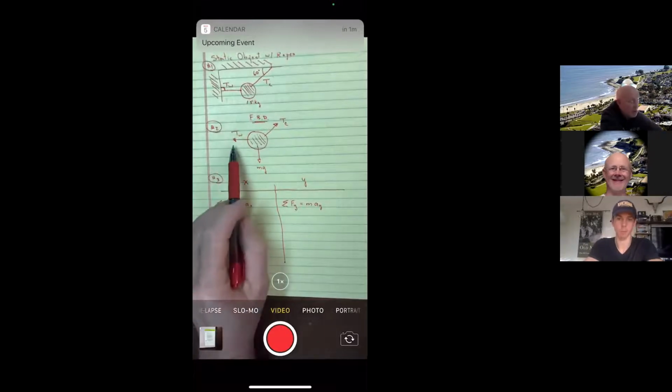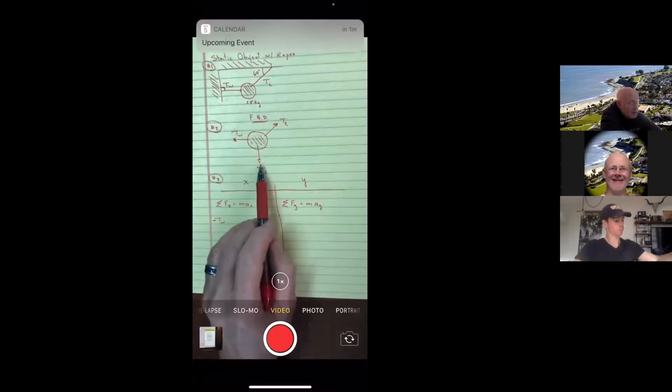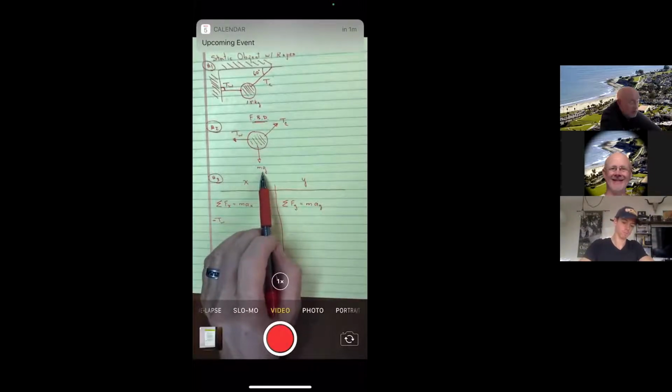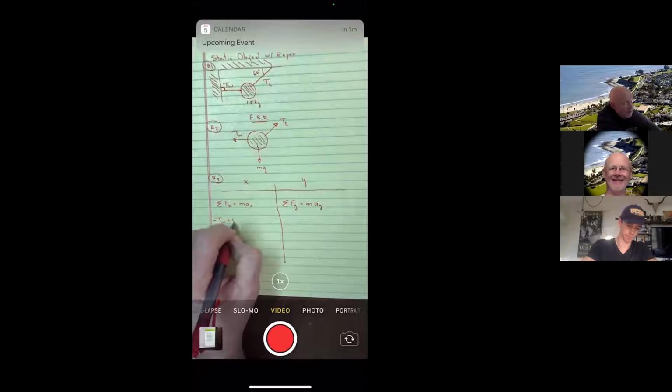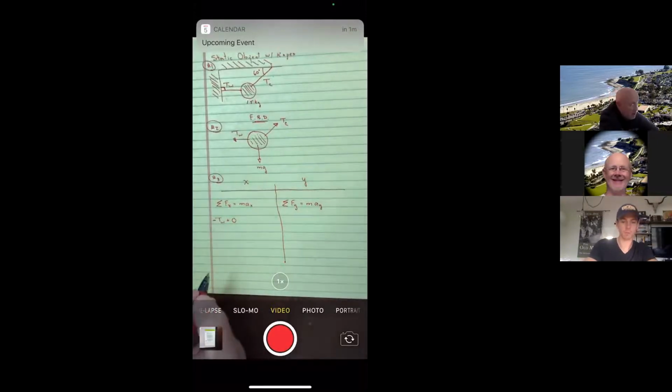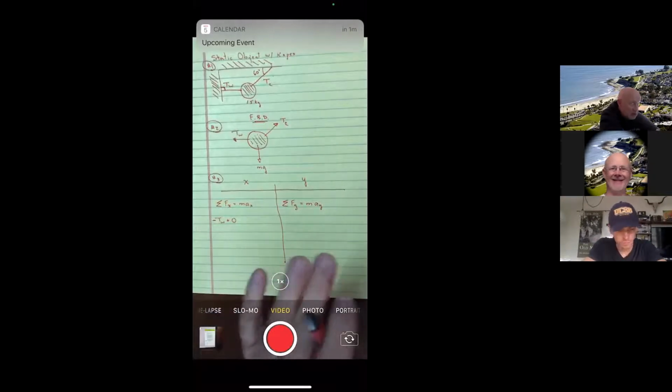All right, let me keep going around here. Let's go to the force of gravity. How much of the force of gravity is in the x direction? I'm going to answer that, say none. Force of gravity is all in the vertical direction. It's all down. So just for completeness, I'm going to put +0 there. There is no force in the x direction. It is all down.